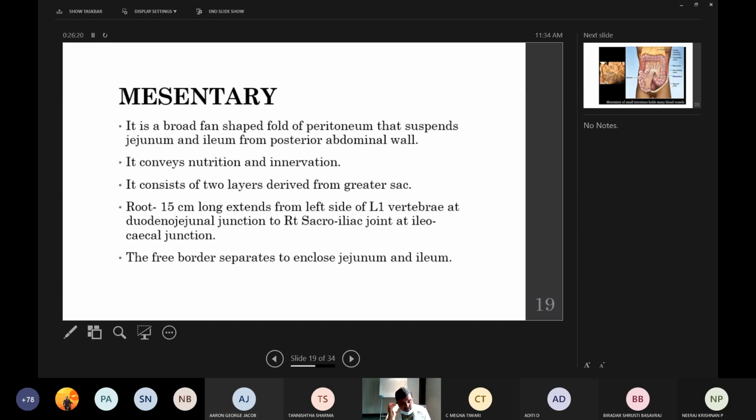It may come for 5 marks or 3 marks. At that time you have to describe everything: what the attachments are, everything you have to read. The next border is the free border, which, as I told you, encloses the jejunum and ileum.